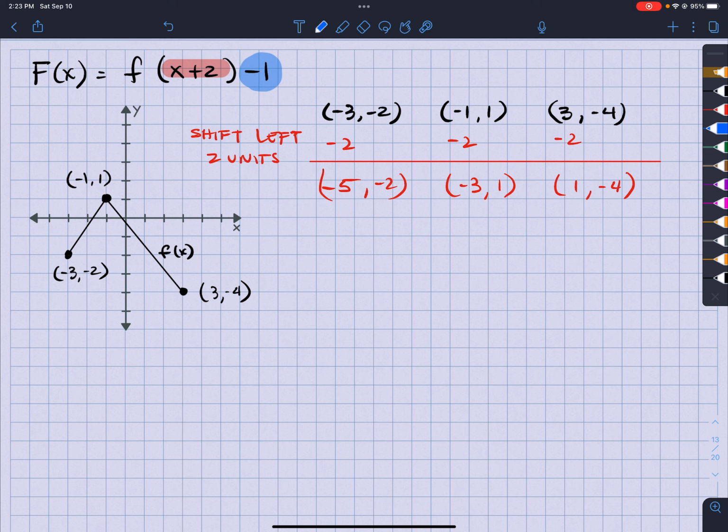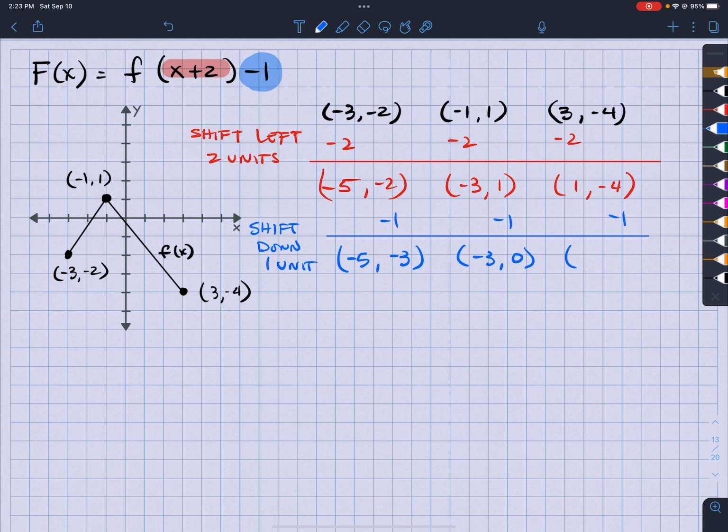So this is going to be a shift down 1 unit. I'm subtracting 1 from the y value. Notice I put it under the y value and I'm subtracting 1 from it. So my points are -5, -3, -3, 0, and 1, -5. These will be the points that I'm going to plot as my final destination.